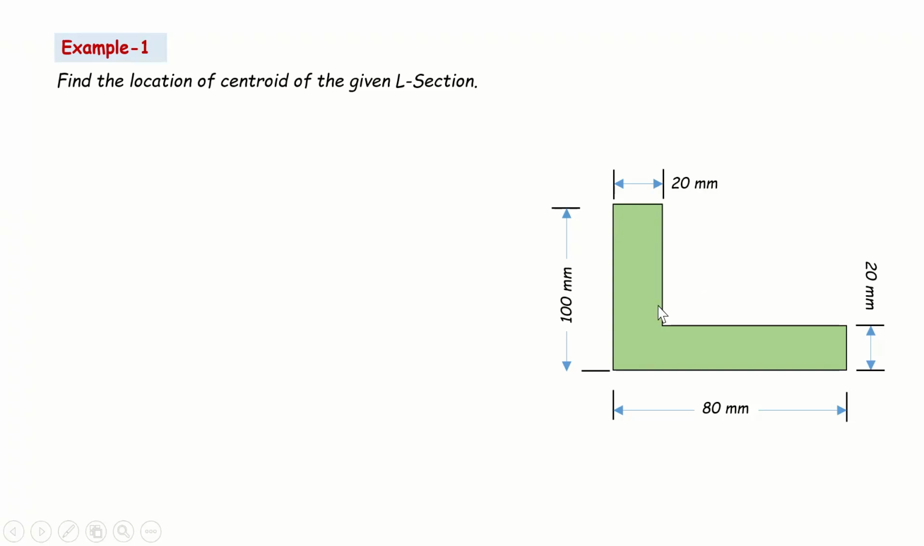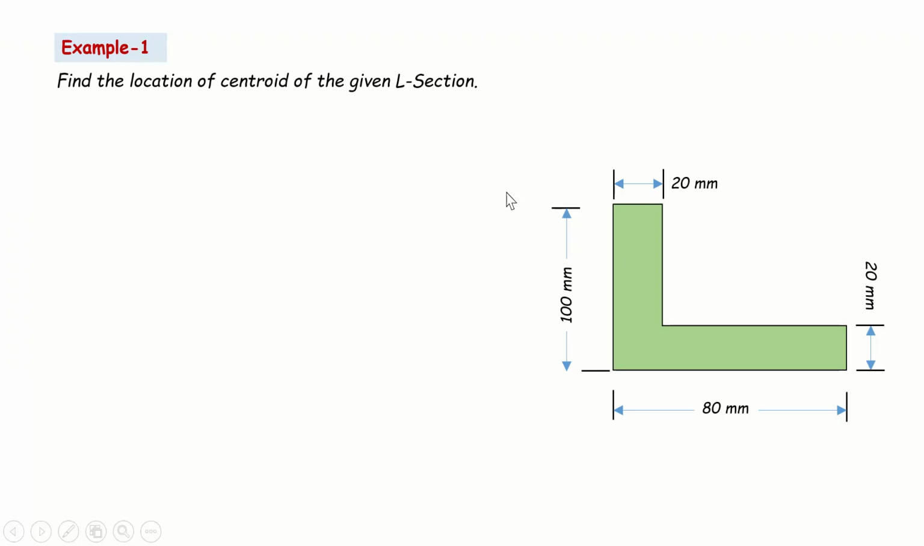So it has a vertical dimension which is 100 mm over here, and the horizontal dimension is 80 mm, and the thickness of this particular flange is 20 mm, and thickness of this web is 20 mm, right? So this is basically a good example of composite area.